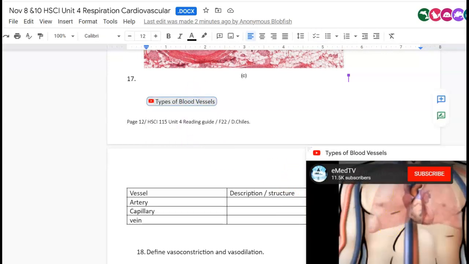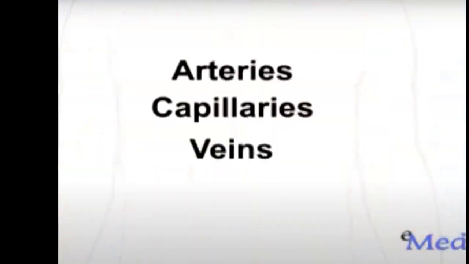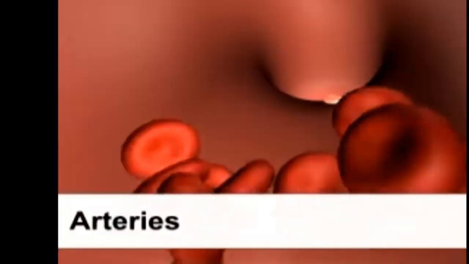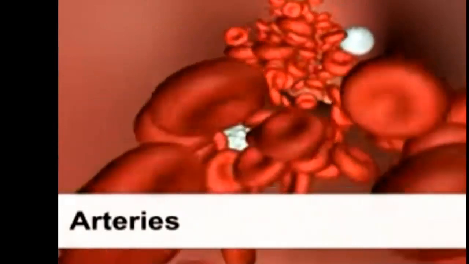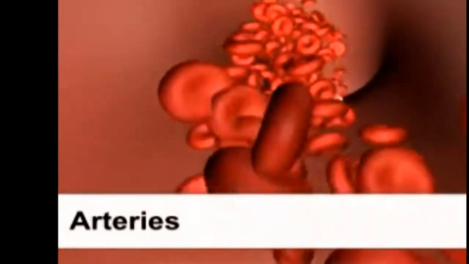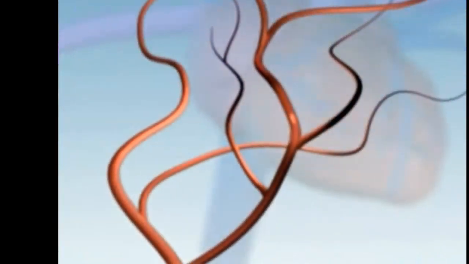There are 3 main kinds of blood vessels: arteries, capillaries, and veins. Arteries are large blood vessels that carry blood from your heart to the rest of your body. This blood is rich in oxygen and nutrients. As arteries get farther away from the heart, they begin to branch and become smaller and smaller.